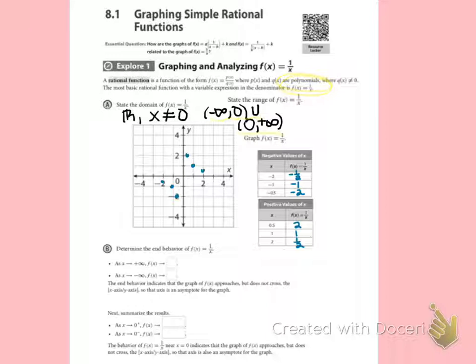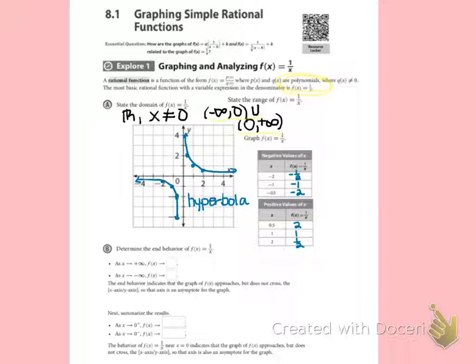So what does that look like? It actually looks like a graph that looks like this. It's two separate branches that in this case are separated by the two axes. This graph is called a hyperbola. And one of the things that's very characteristic of a rational function's graph is that it will have these separate pieces of the graph, or it's disconnected in some way.